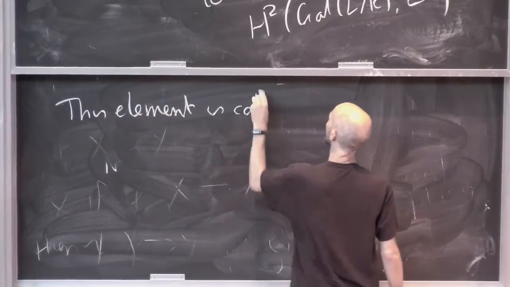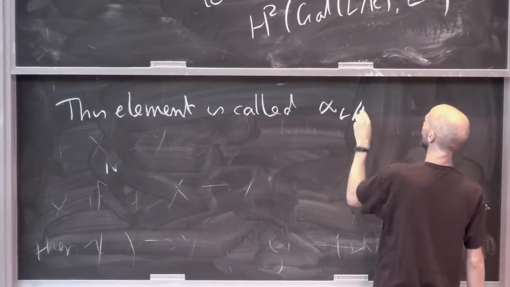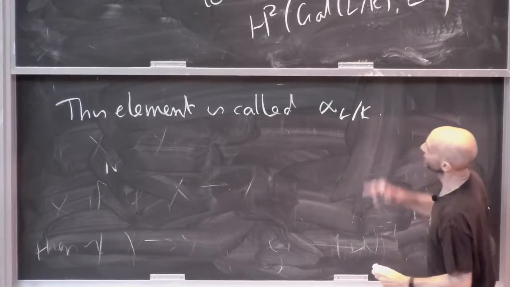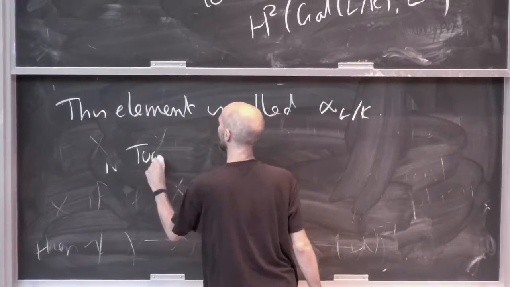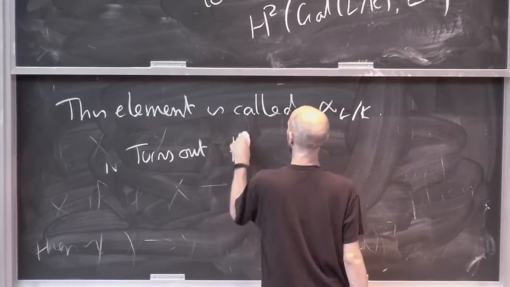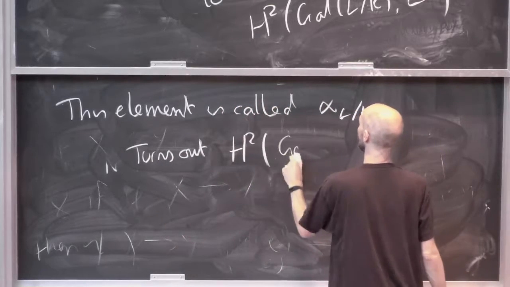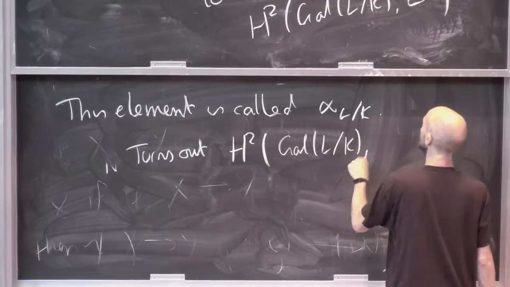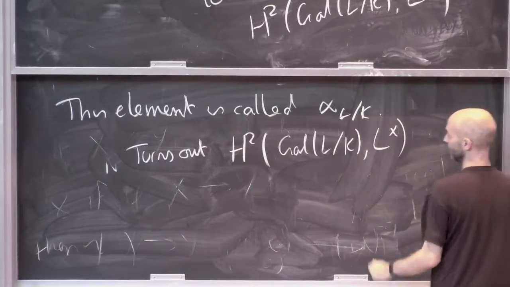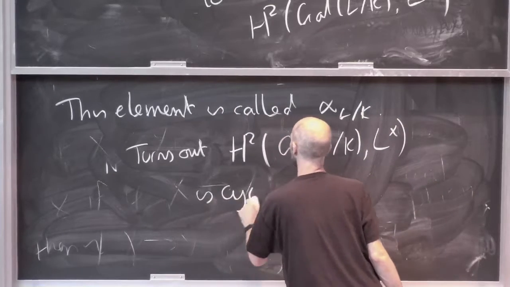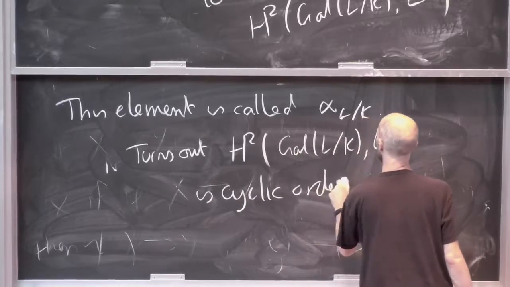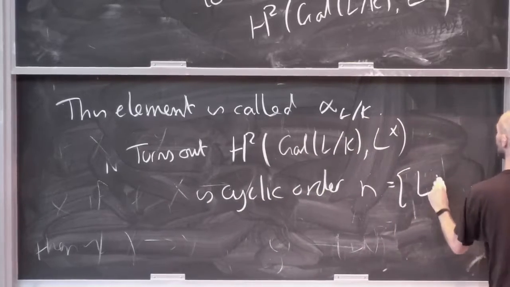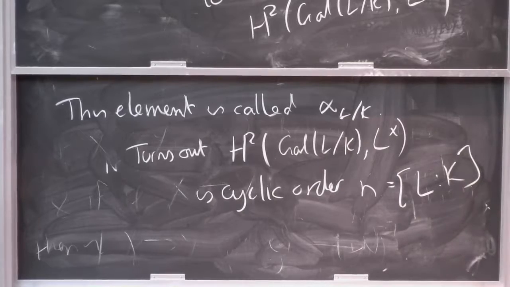It's called alpha L over K, right? And it turns out that H2, this group cohomology group, H2(Gal(L/K), L star), is cyclic of order n, which is the degree. And alpha is a canonical generator.